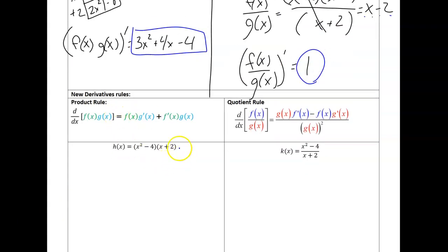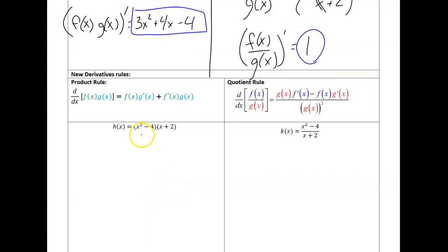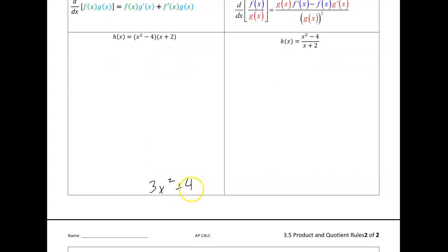So notice my functions are the same, right? I have a product and a quotient, so I know I should get 3x squared plus 4x minus 4, and I know I should get 1 for our derivatives here. This will be h prime of x, and this will be k prime of x.